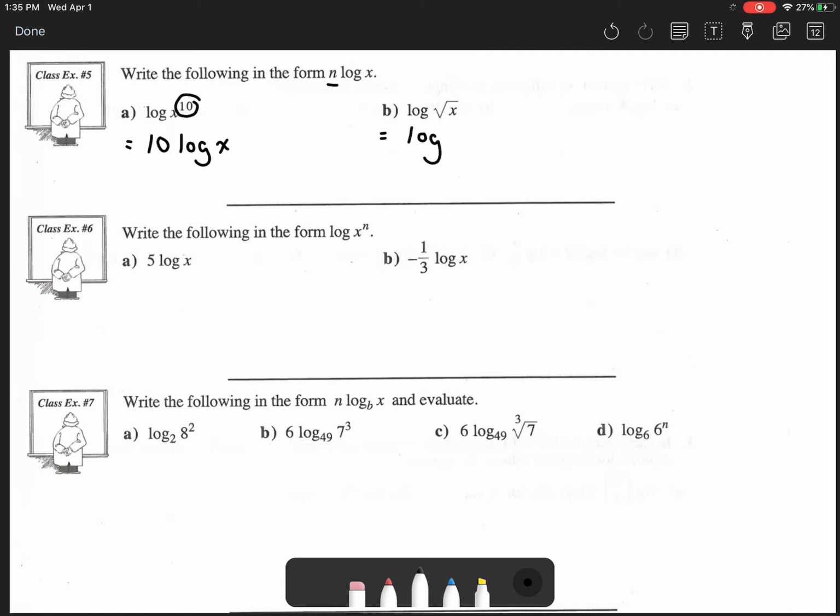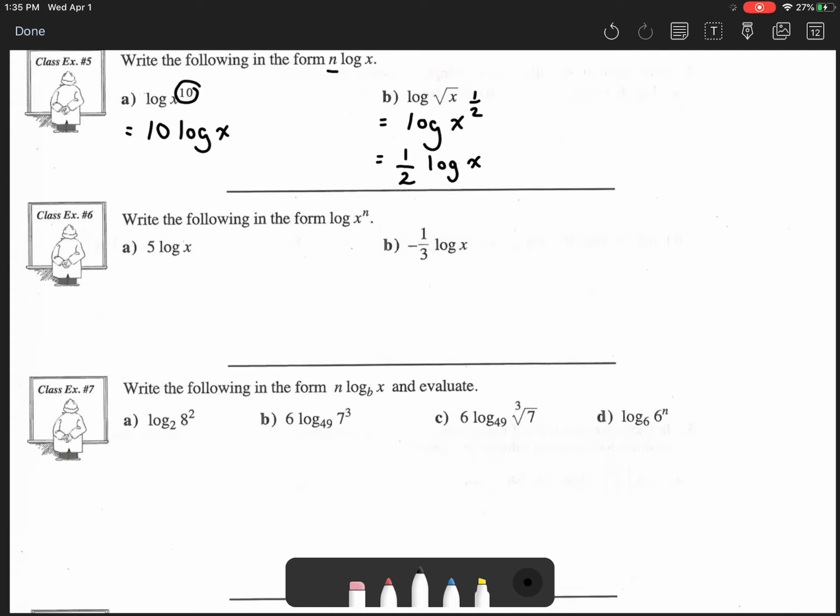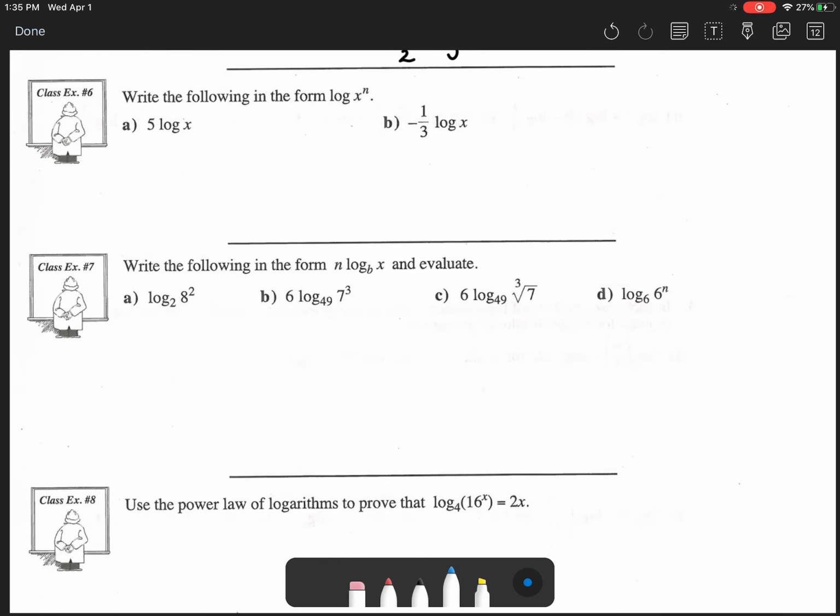In B, a little more work here because we have the root of x. Well, that's the same as x to the exponent of 1/2. So there's the exponent that I wanted. Now that exponent comes down in front of the log expression, so it's actually 1/2 log x. Okay, perfect.